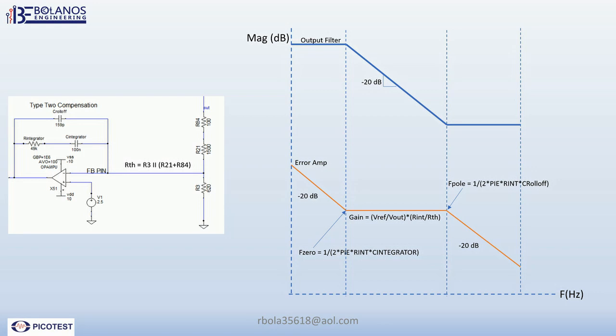Here, in my simulation, I'm using a type 2 compensation, and I have my error amp. Here I have my integrator resistor, and I have my integrator capacitor, and then I have a roll-off which is connected across the integrator resistor and cap. And then here are my sampling resistors.